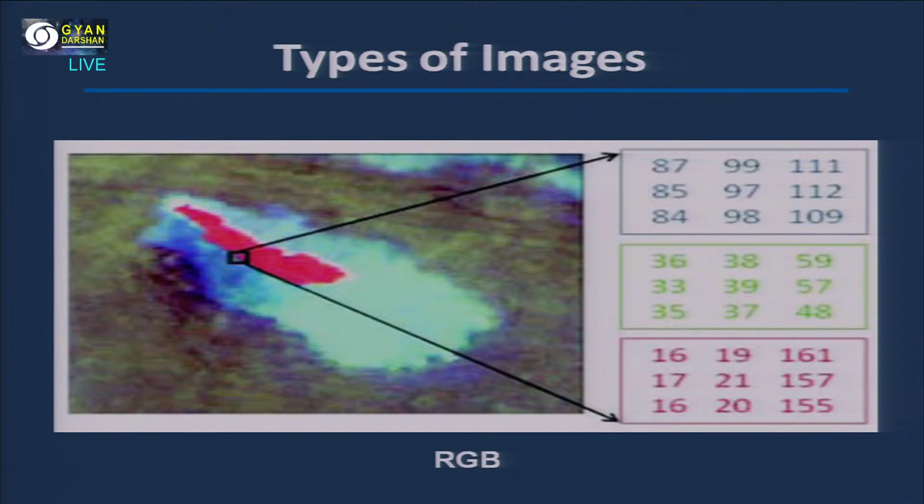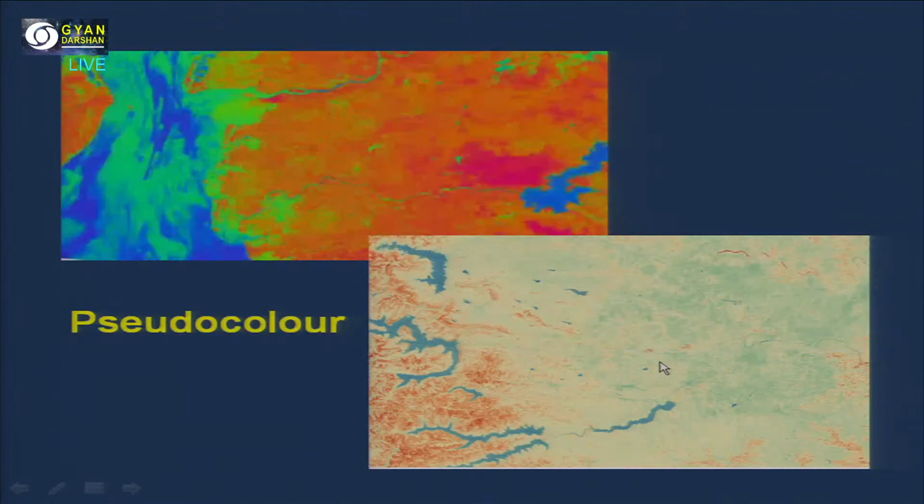So the values for this particular pixel, this small area, the values for these pixels in 3 different bands are shown in this. So here this is shown as a blue, green and red color. We will discuss this color concept a little later. But now, coming to the fourth type, the pseudo color image.